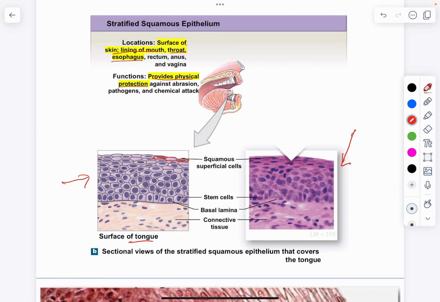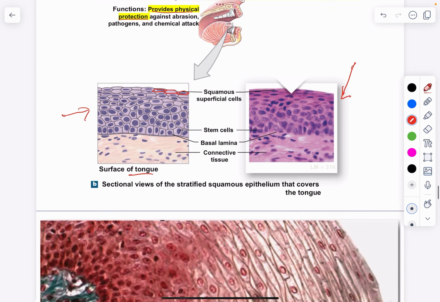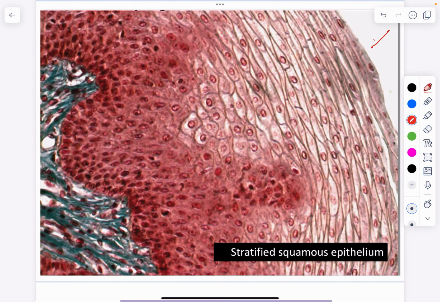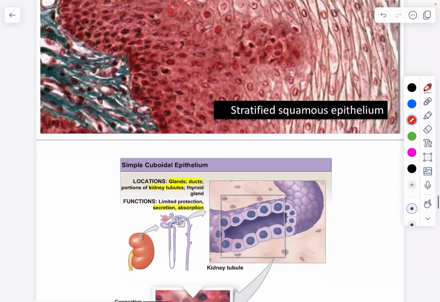Here is a real histology image. This is a histology image of skin. You can see all of those squamous cells stacked on top of each other. They do eventually turn into cuboidal, but it doesn't matter what's on the bottom. All that matters is the cell type that is at the top.